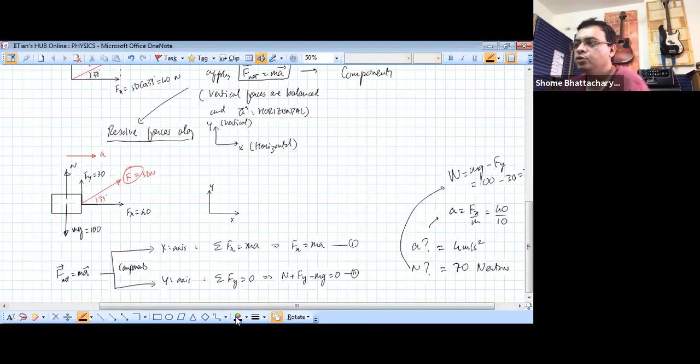Okay, people, are both the values clear to all of you? The acceleration will be 4 meters per second square, and how much will the normal reaction be? It will reduce to 70 newtons.